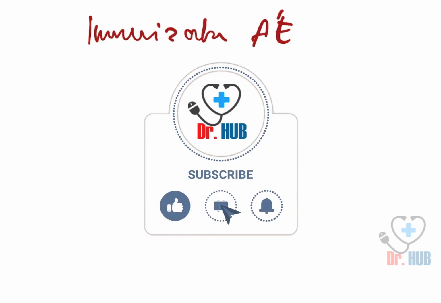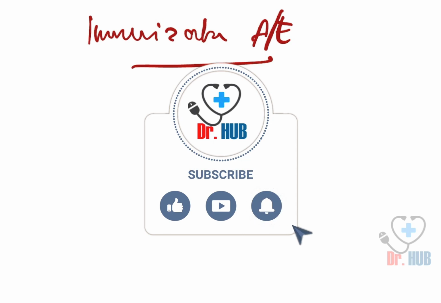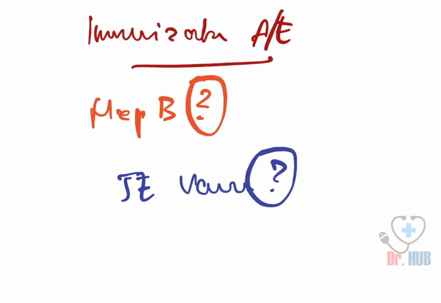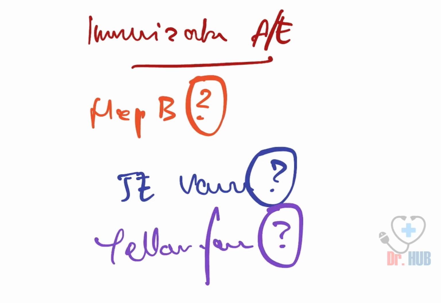Immunization adverse effects. So to ask a few questions, what is the adverse effect of the hepatitis B? What is the adverse effect? Next, what is the adverse effect in case of the Japanese encephalitis vaccine? Then, what is the adverse effect of the yellow fever? Yellow fever, what is the adverse effect? So we'll find out the answers to all these questions and learn a lot more.